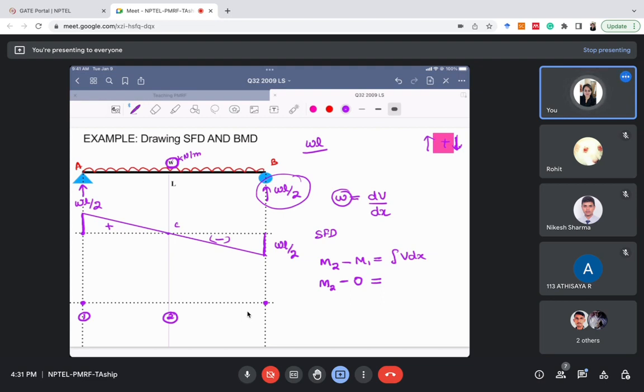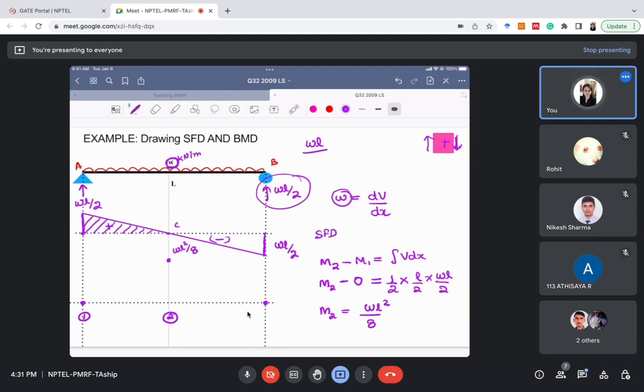Integral of V dx means the area of the shear force diagram for section AC. So for section AC, what is the area? It is a triangle, so it is half base into height. Height is WL by 2. So M2 comes out to be WL square by 8. So at section 2 now we know the value of the bending moment, which is WL square by 8.